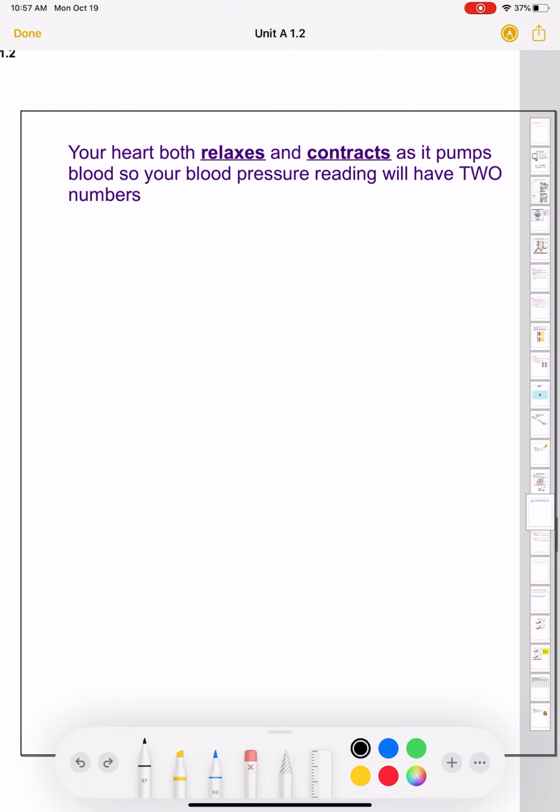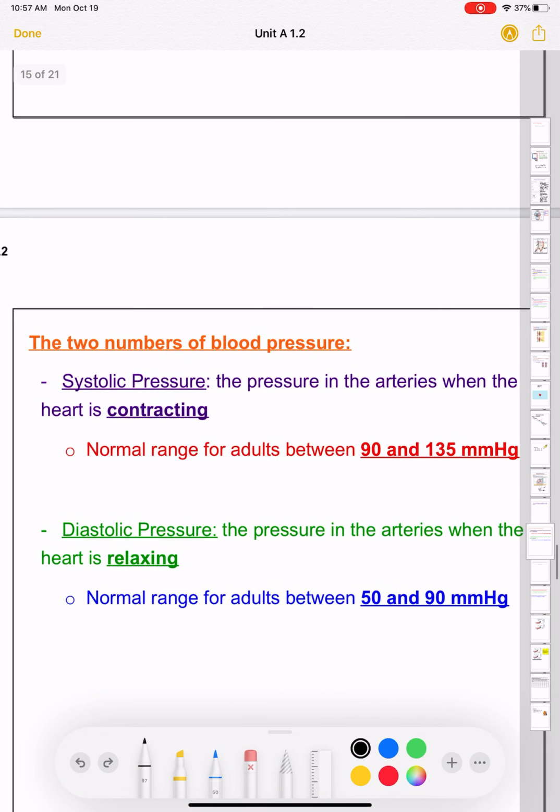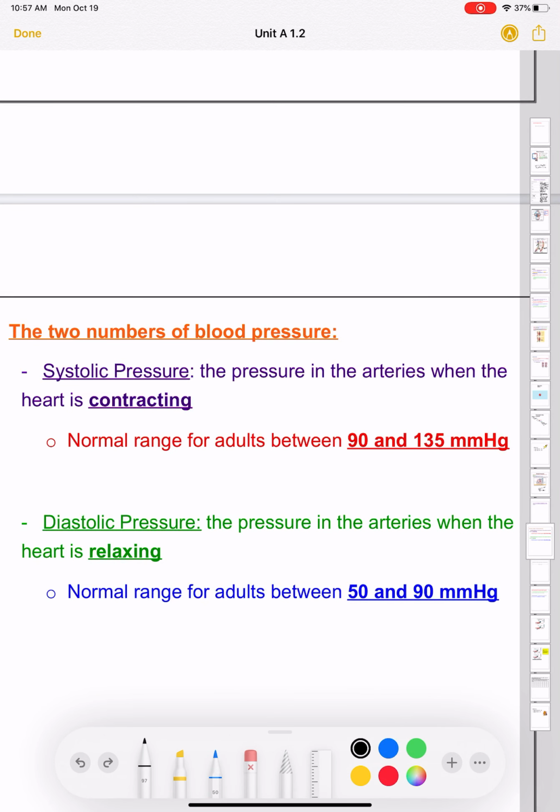So your heart both relaxes and contracts as it pumps blood, so your blood pressure reading will have two numbers. The two numbers are what I just told you, the systolic and the diastolic. Your systolic is the pressure in the arteries when the heart is contracting. So when that blood is at its highest pressure, that's your systolic pressure. And its normal range is between 90 and 135. So as long as your number on the top is between 90 and 135, then you are in the normal range.